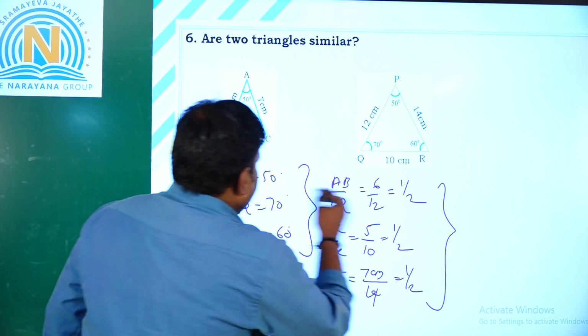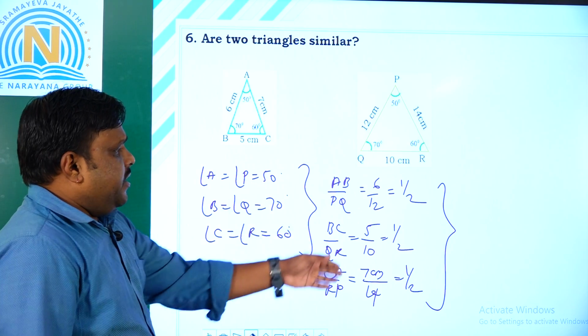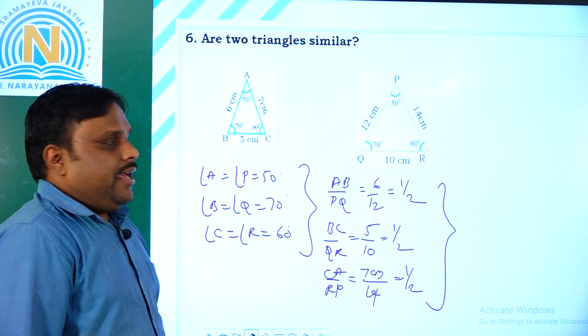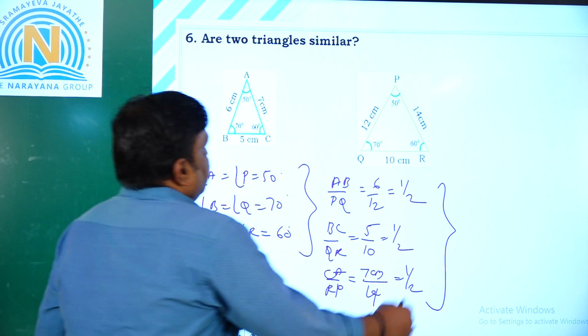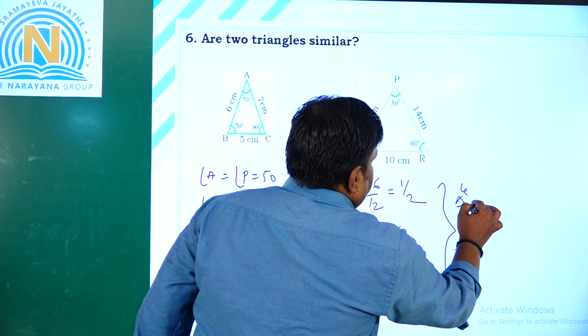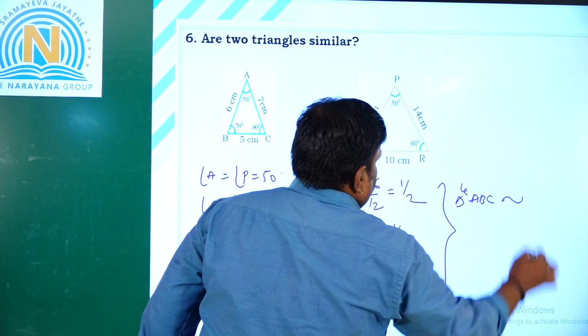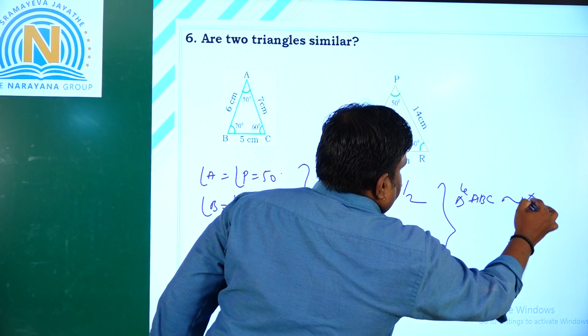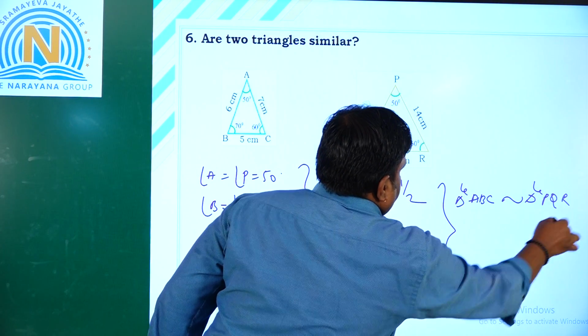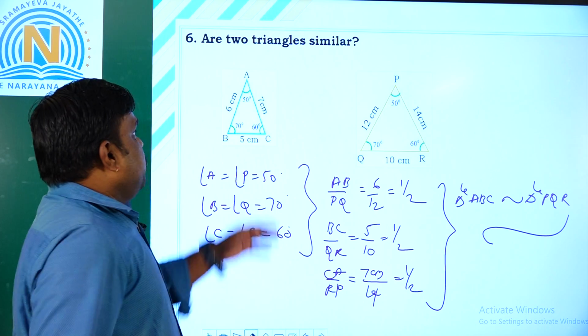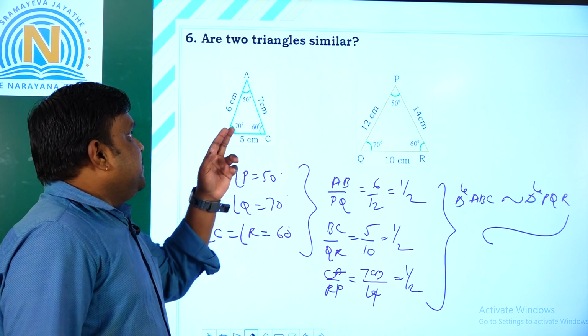Here you can see that the angles are equal and the ratios of the corresponding sides are also proportional. Hence, those two triangles are similar to each other. How do you represent it? Triangle ABC, with this symbol used to represent similar, is similar to triangle PQR. This is the question regarding the similarity of triangles.